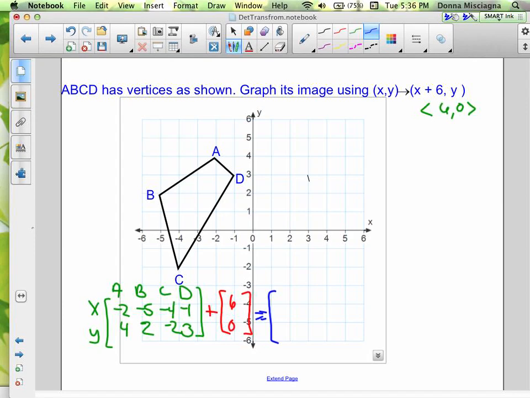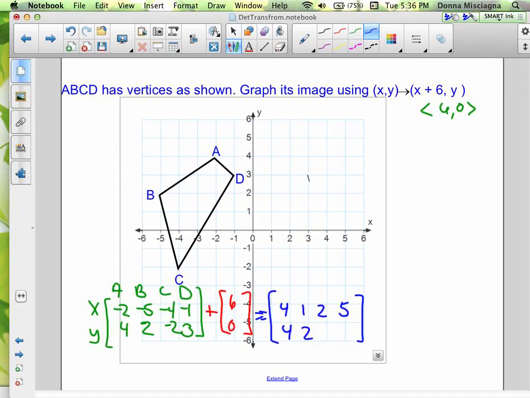So I might have two equal signs there. Negative 5 plus 6 is 1. Negative 4 plus 6 is 2. And negative 1 plus 6 is 5. And then the y coordinates don't change, so that's 4, 2. My shadow's in the way, negative 2, 3.